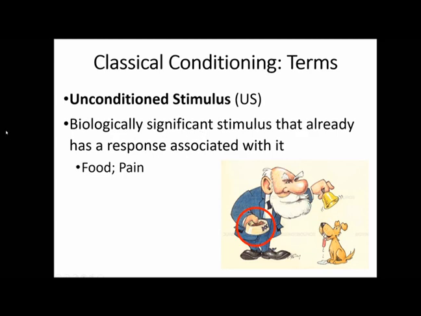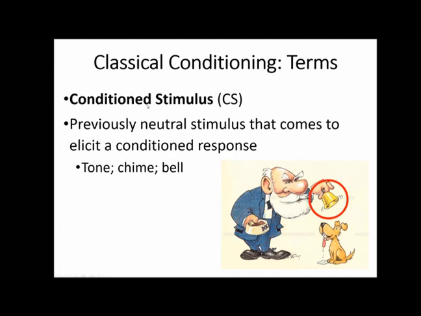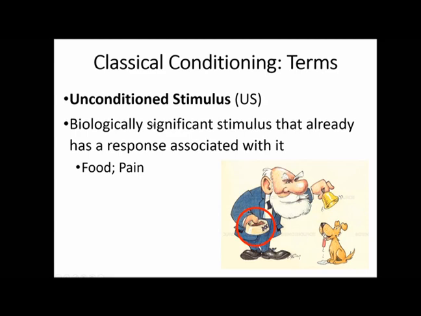Our next term is the unconditioned stimulus. So if our conditioned stimulus is the stimulus that they have learned something about, that they have learned an association with, the unconditioned stimulus is some biologically significant stimulus that already has a response associated with it. What I mean by that is if the animal encounters this particular stimulus, there is going to be some kind of automatic response to it, and they don't have to learn this response.